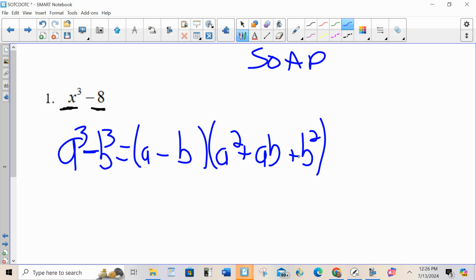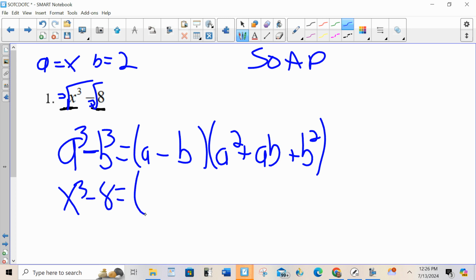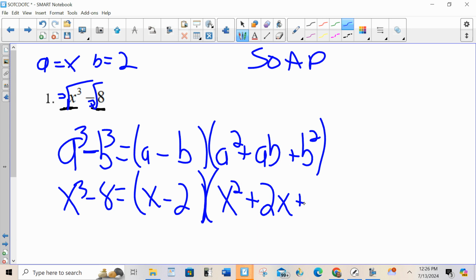So what are a and b? a is the cubed root of the first term, and b is the cubed root of the second term. The cubed root of x cubed is x. The cubed root of 8 is 2. So x cubed minus 8 equals a minus b, which is x minus 2. a squared is x squared. ab, x times 2 is 2x. b squared, 2 squared is 4.